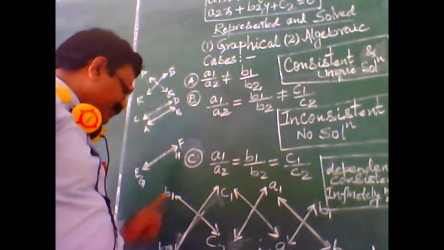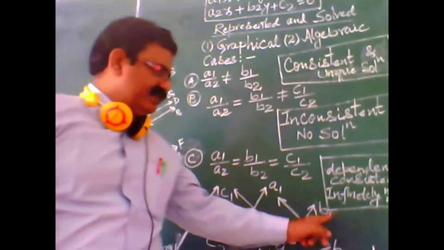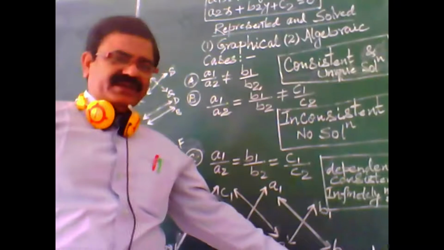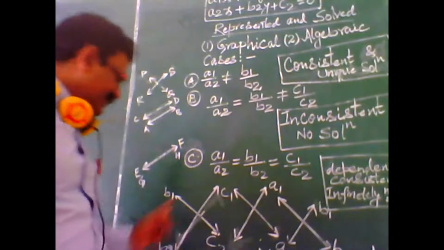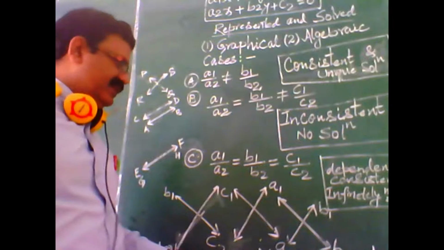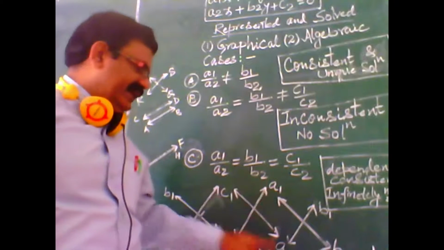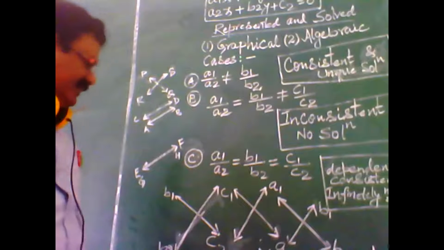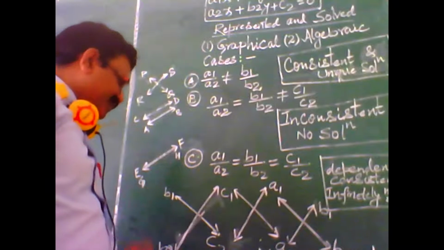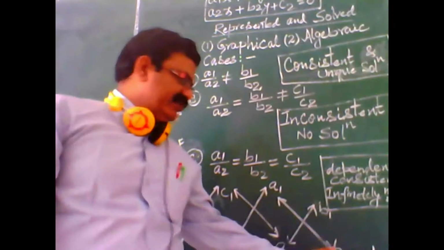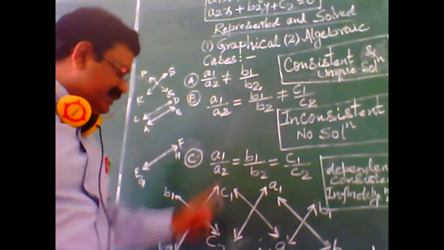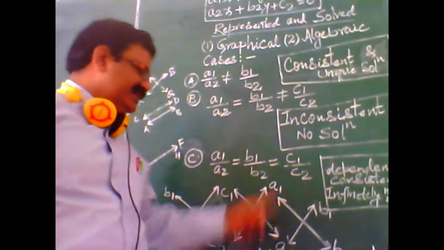First you write b1 b2, and at the last also b1 b2. After b, what will come? c. So you write c1 c2 and the remaining is a1 a2. So this is the trick. In the first edge you write b1 b2 and in the last edge also b1 b2. After b, c is coming, so write c1 c2 and the remaining is a1 a2.